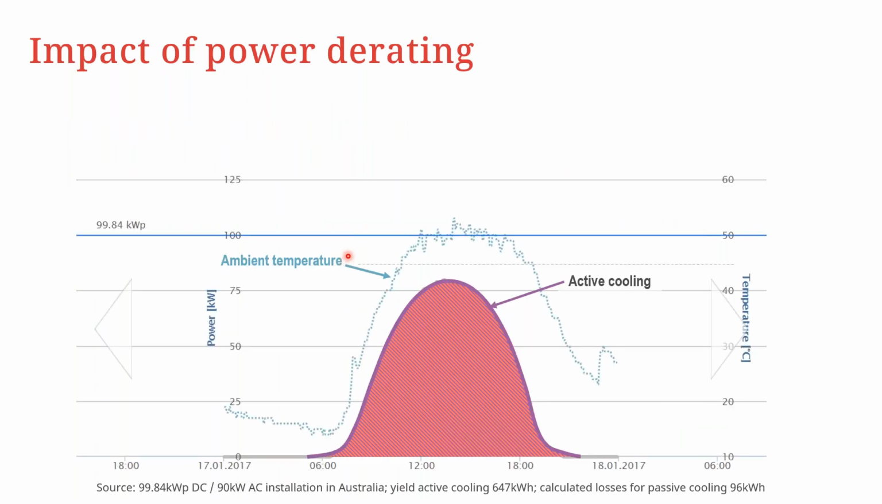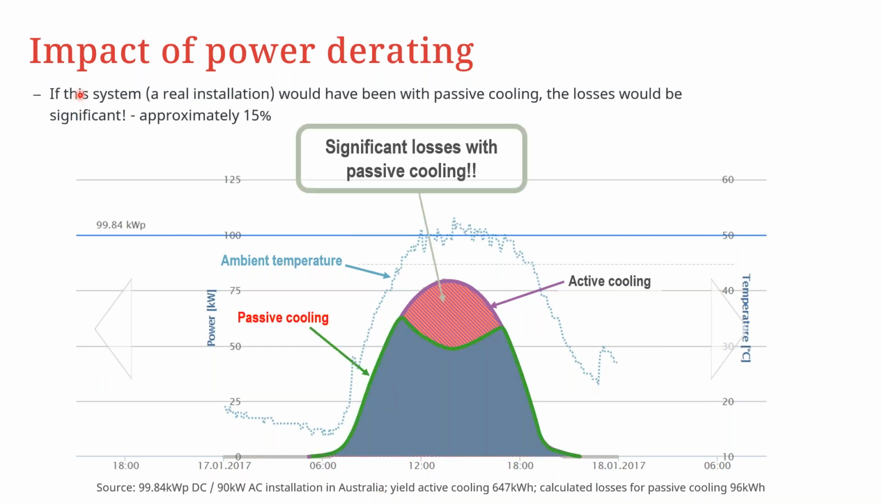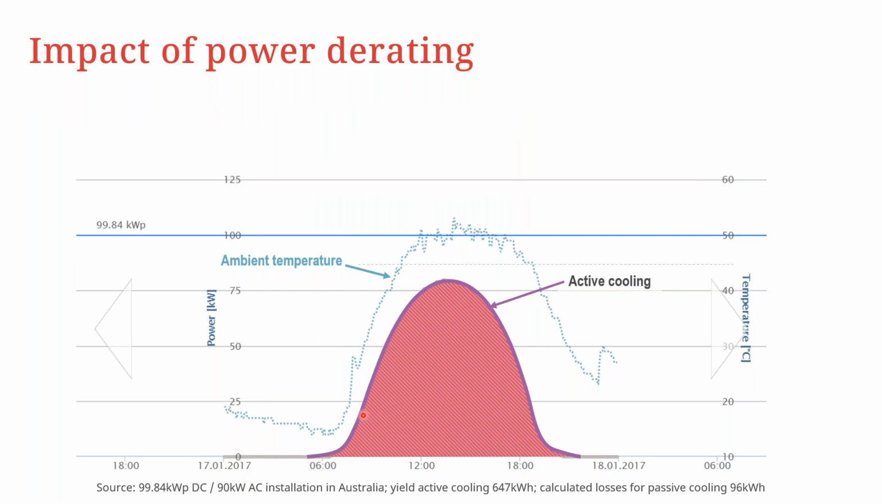If we analyze further the impact of power derating due to temperature, we can see here a graph of production for a system of about 99.84 kilowatt peak. It gives out 90 kilowatt AC power, and this is a system in Australia. By looking at this graph, the conclusion is that if this system was done with a passively cooled inverter instead of actively cooled inverters, the yield loss would have been significant, 15%, the section that you can see here, because this is the production with an actively cooled inverter.